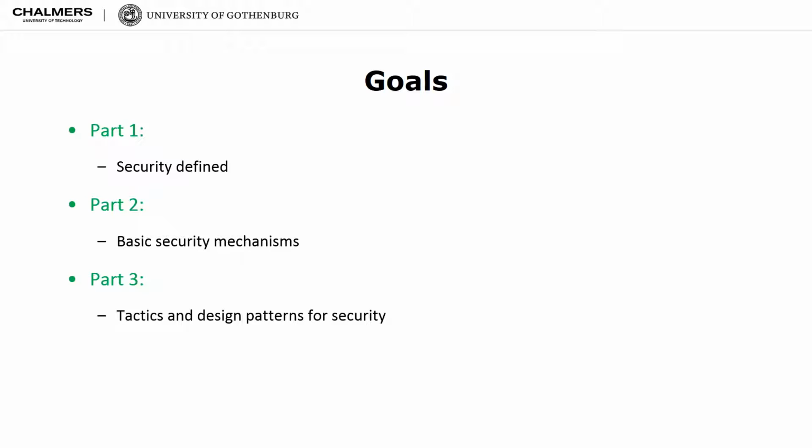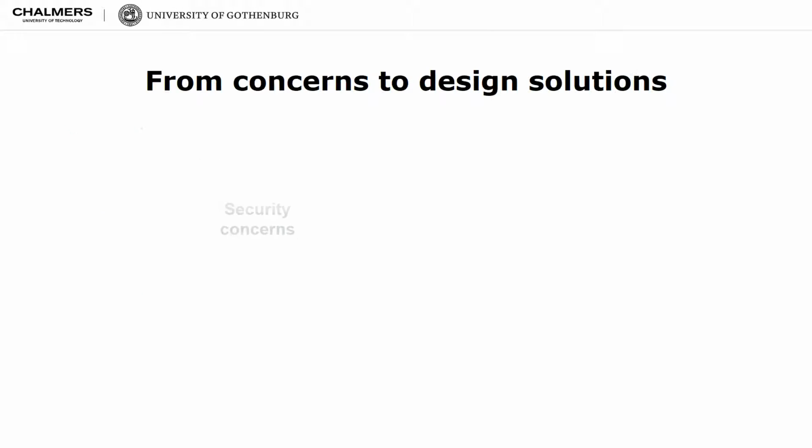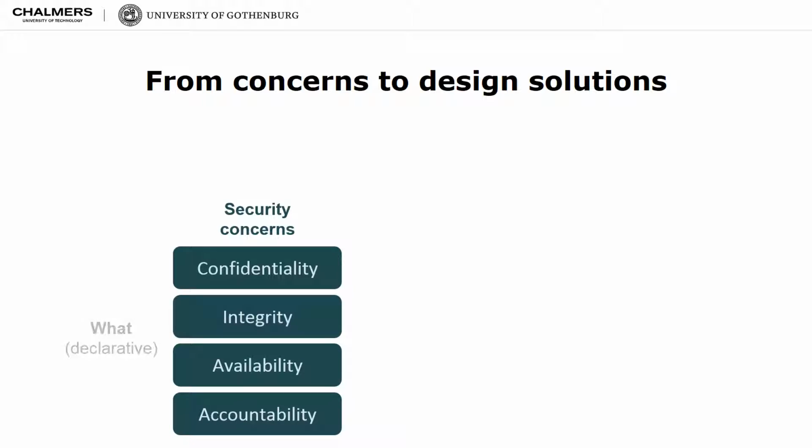In this second part, we cover the basic security mechanisms which provide the foundation to secure design. In the previous part, we have seen the security concerns of confidentiality, integrity, availability, and accountability, and we have provided some definitions and examples about them.